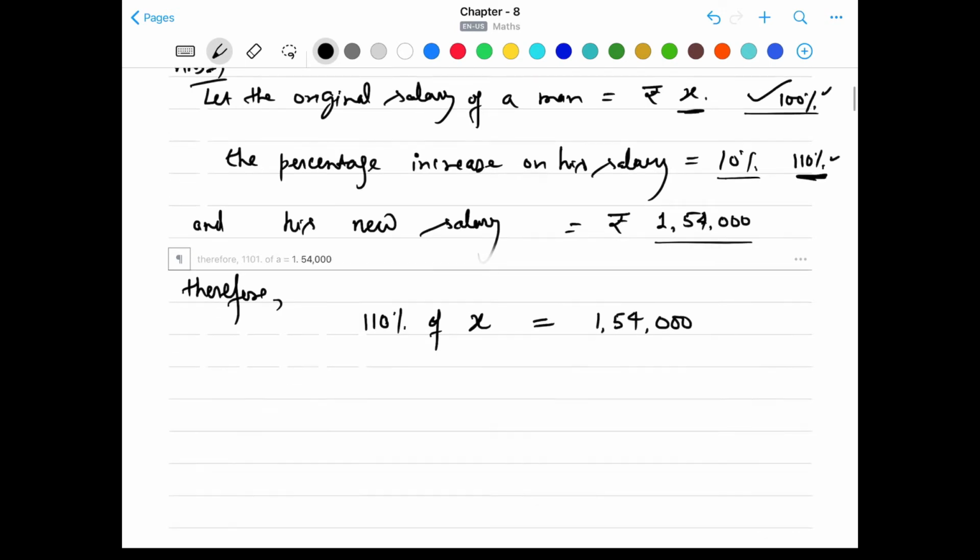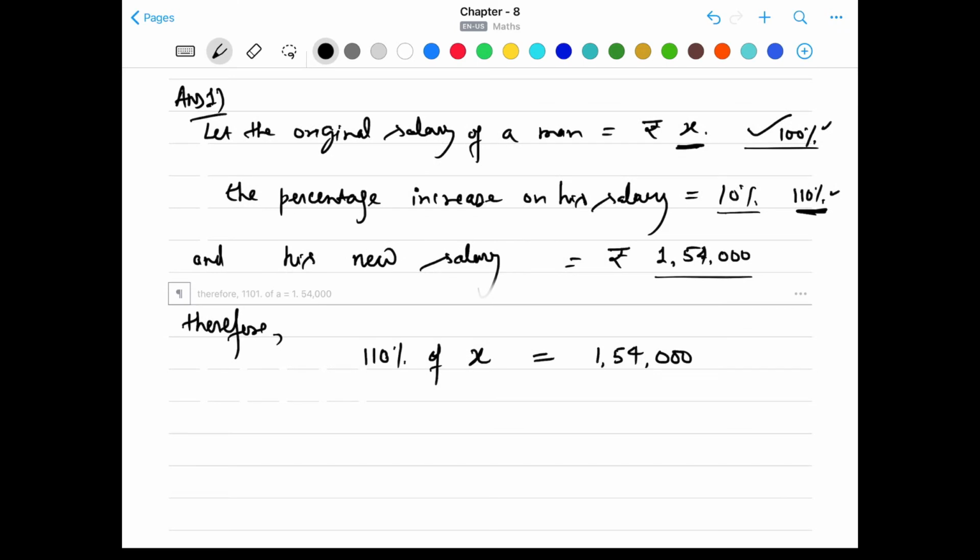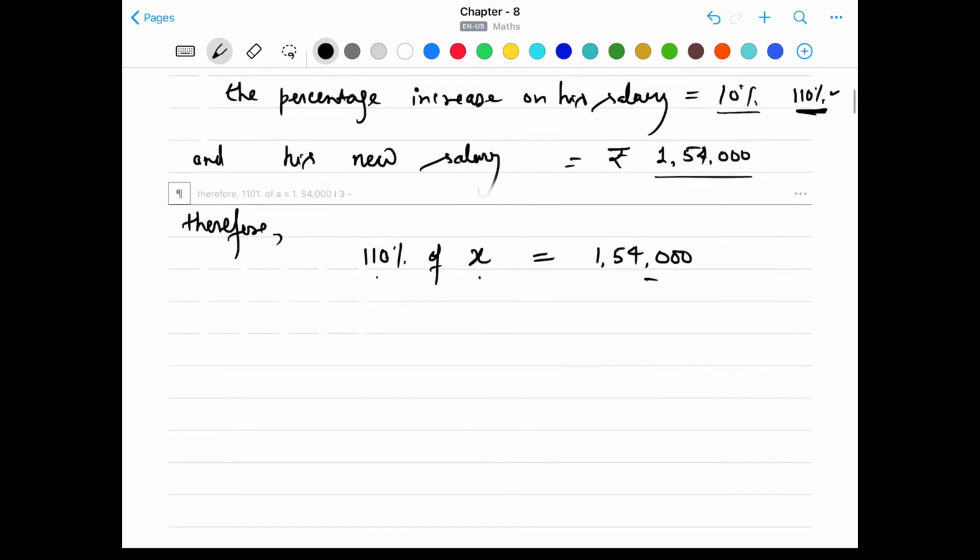54,000 rupees. Okay, his original salary was x rupees. After the 10% increase on his salary, his new salary becomes 1,54,000. So that means 110% of his original salary has to be equal to 1,54,000.